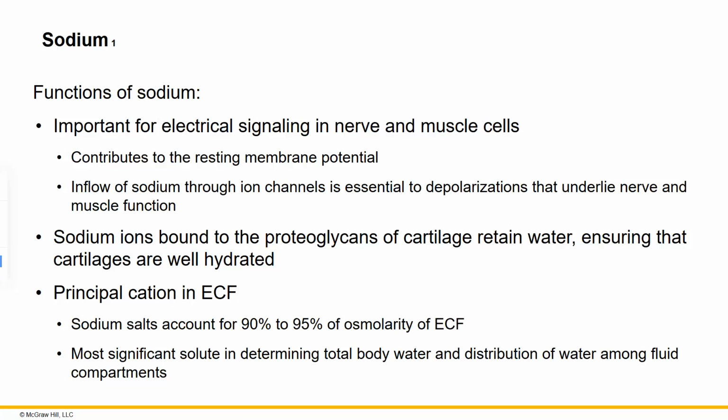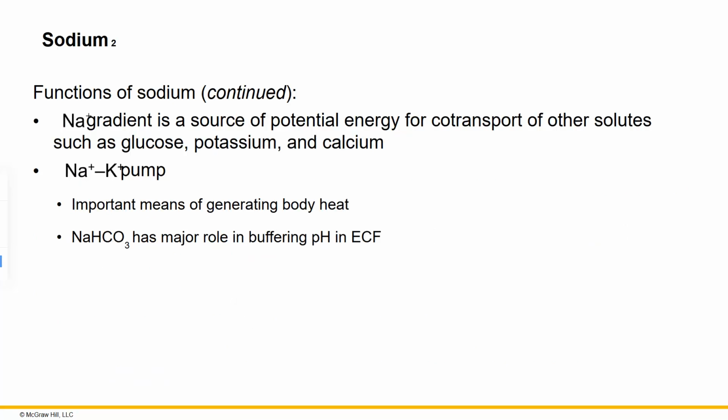Sodium ions bound to the proteoglycans of cartilage retain water, ensuring cartilages are well hydrated. They're the principal cation in extracellular fluid. Sodium salts account for 90 to 95% of osmolarity in the extracellular fluid, the most significant solute in determining total body water and distribution of water amongst fluid compartments. The sodium gradient is a source of potential energy for co-transport of other solutes, such as the sodium-potassium pump. It's an important means of generating body heat, and sodium bicarbonate has a major role in buffering pH in the extracellular fluid.